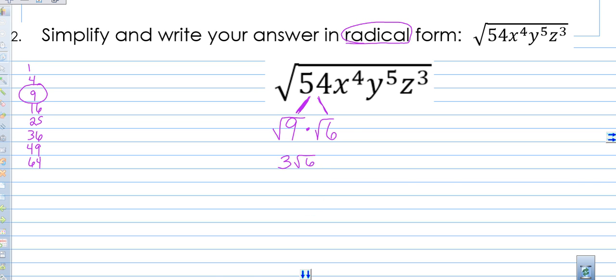Now we're going to take this x to the 4th, and we're going to take the square root of it. So I'm going to pull it off to the side over here. I'm going to take the square root of x to the 4th. Now in the previous question we learned that this is like the divide symbol, and this is the square root. The reason we say square root is because there's an understood 2 here.